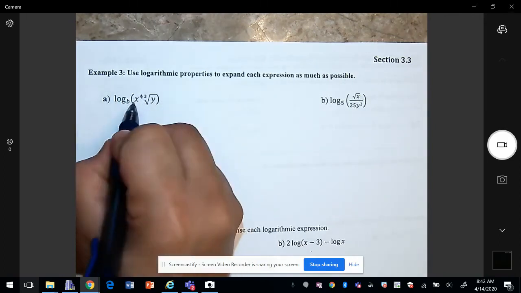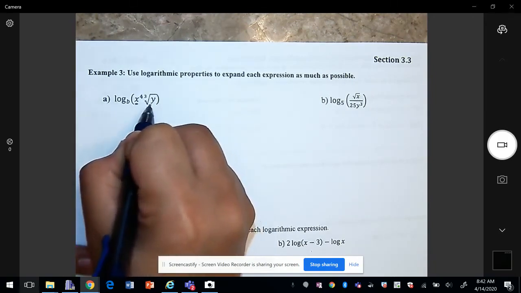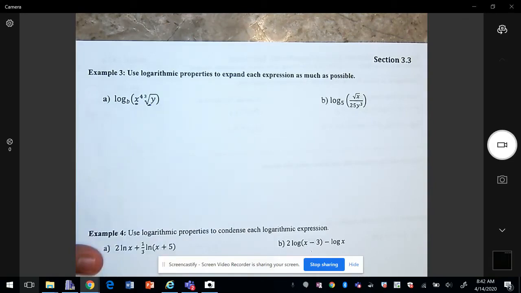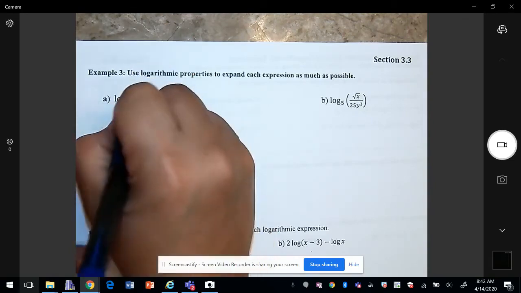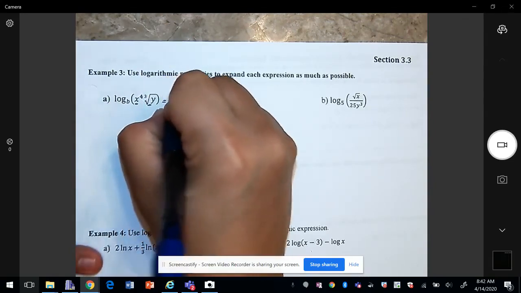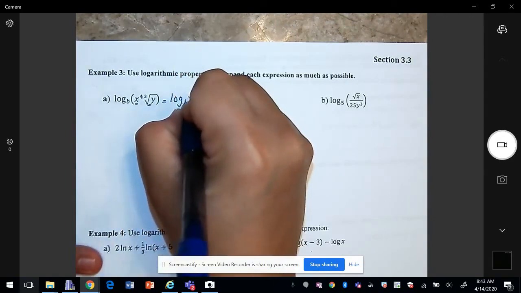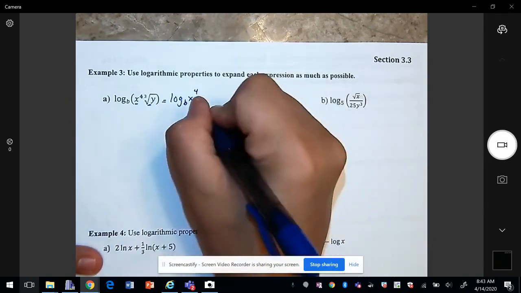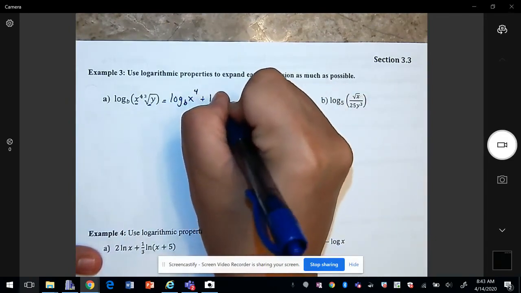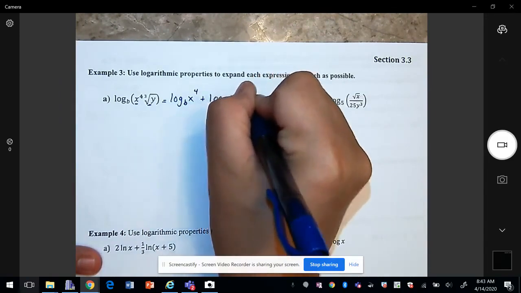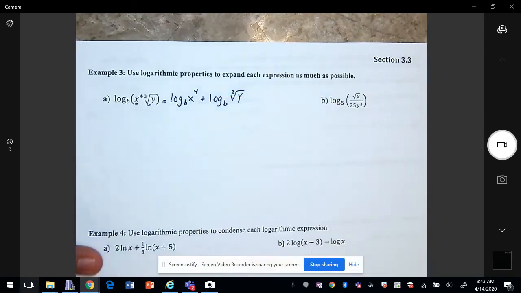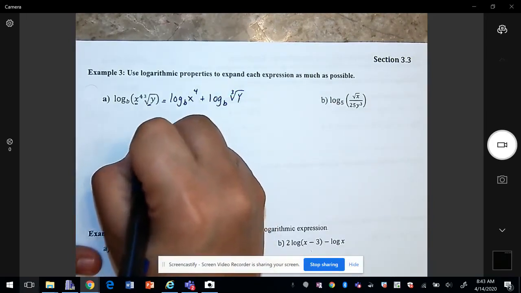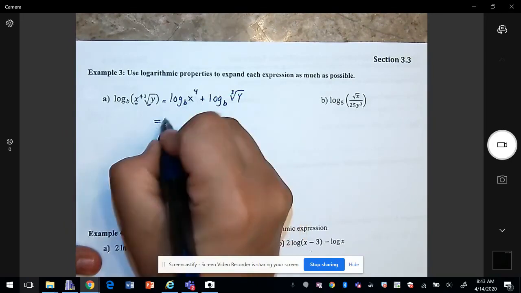We have x to the fourth being multiplied to the cube root of y. So I can separate these using addition. So this would be using the product rule, log b x to the fourth plus log b of the cube root of y. And so now we can apply the power rule. So the 4 will come to the front.